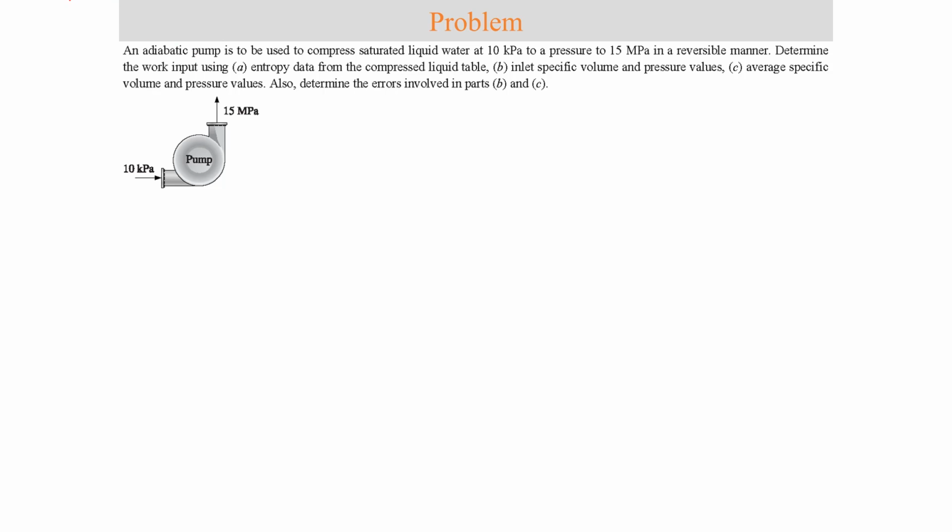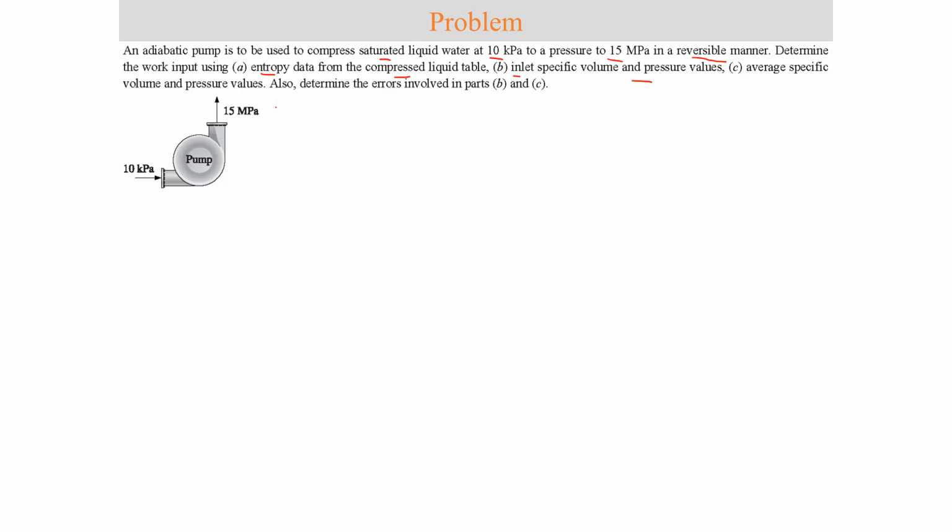Example reads, an adiabatic pump is to be used to compress saturated liquid water at 10 kPa to a pressure of 15 megapascals in a reversible manner. Determine the work input using entropy data from the compressed liquid table, using the inlet specific volume and pressure values, and average specific volume and pressure values.